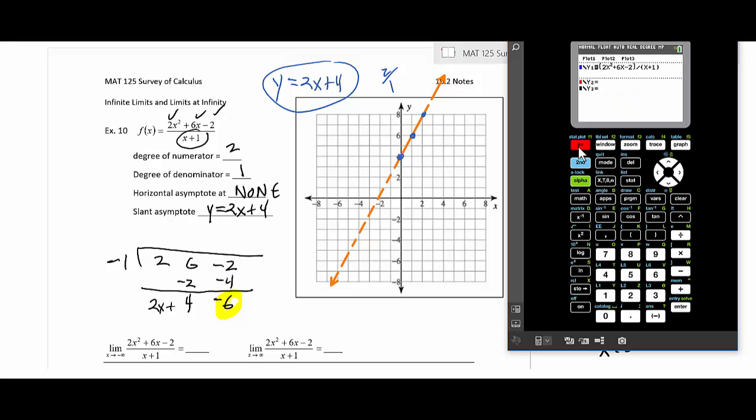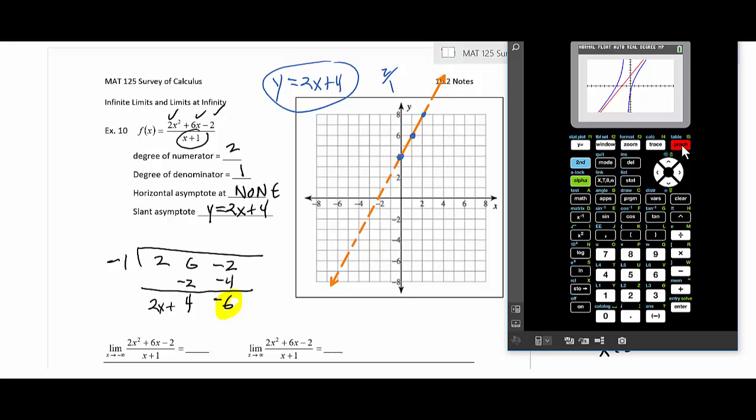Go to y equals, okay, that's the function that we just did, but also go down to y equals 2 and put in 2x plus 4. That's what we call the slant asymptote. So what that'll do is that'll draw a line through that like that, okay? Then let's graph it and kind of see what we got. Okay, so if you look at this, you see what's happening? You see how these things are getting close to each other?